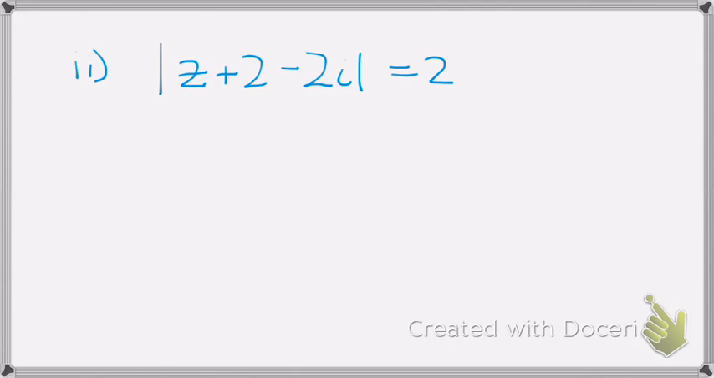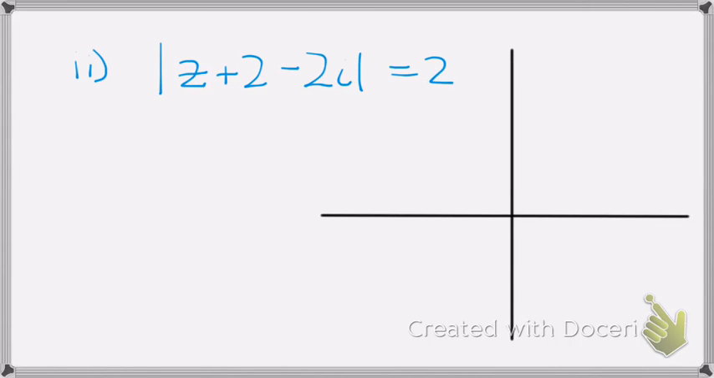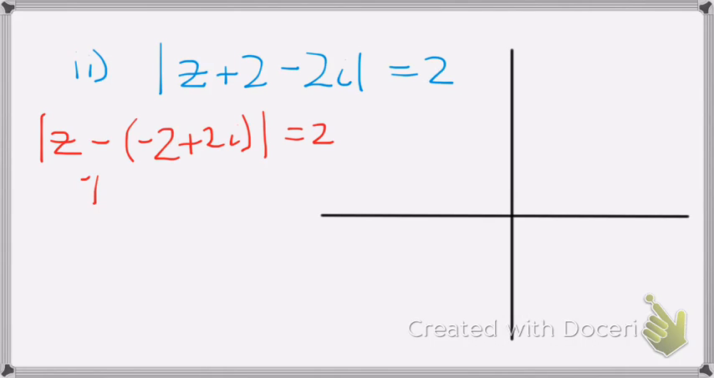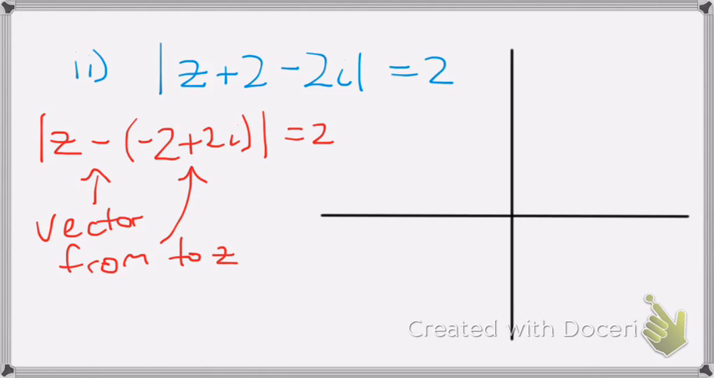So next I've got this one, which is very similar but different enough that we need to think about it carefully. So the way to think about this one is to actually rewrite the question like so. And then to think about this as a vector from this point to z.